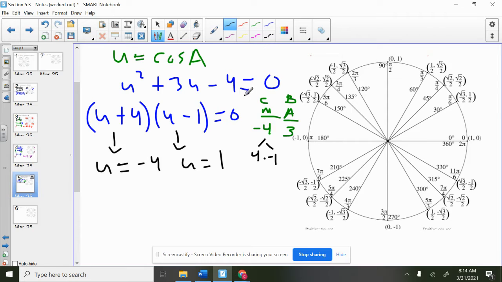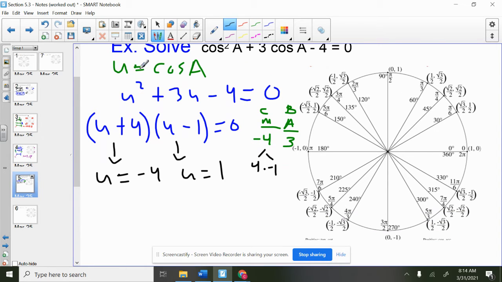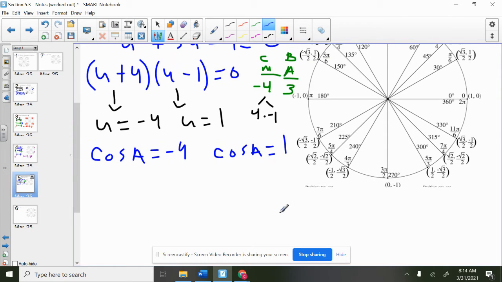Now, we did all that work to solve that, but I have to come back and remember the original problem had a cosine. I know that I used u equals cosine, so now I'm going to bring that back. That gives me the cosine of A equals negative 4, and the cosine of A equals positive 1. I need to solve this.